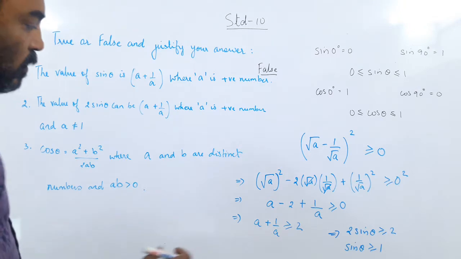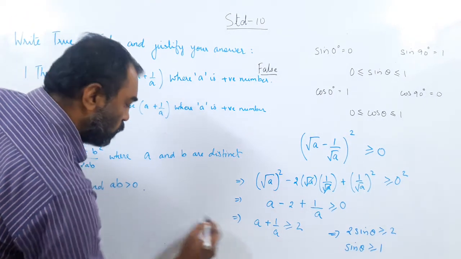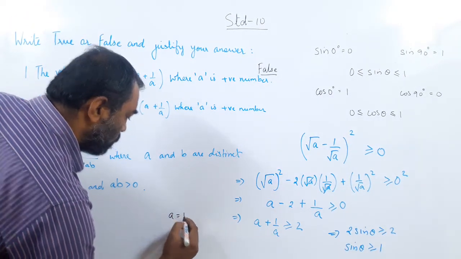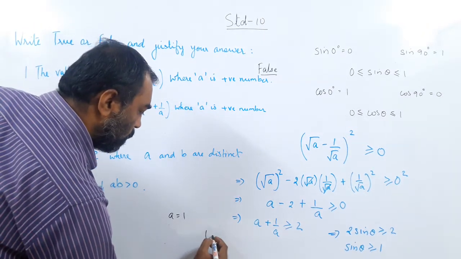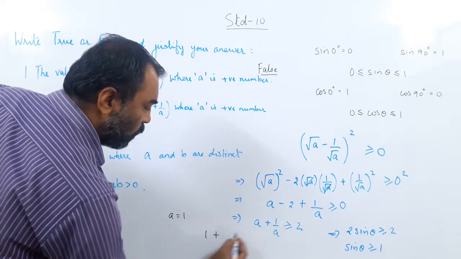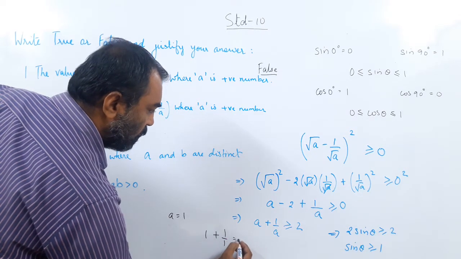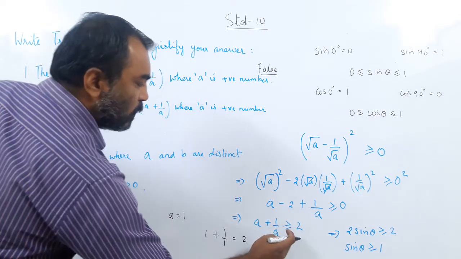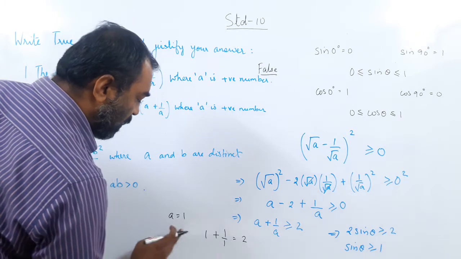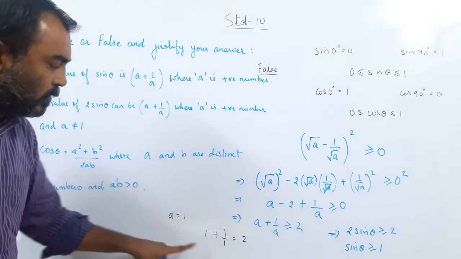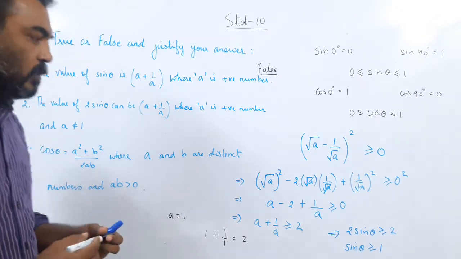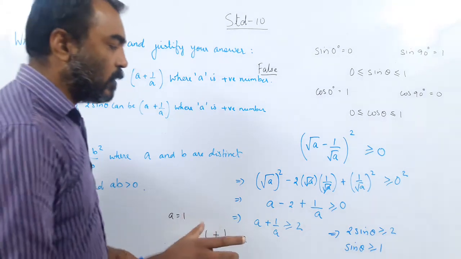When you get this value 2, suppose you take a equal to 1. If you put a equal to 1, then you get 1 plus 1 upon 1, that is 1, which gives you 2. So this value becomes 2 only when a is equal to 1. But they have mentioned that a is not equal to 1. So if a is not equal to 1, this value cannot be 2. So I hope you are following what I am trying to tell you.